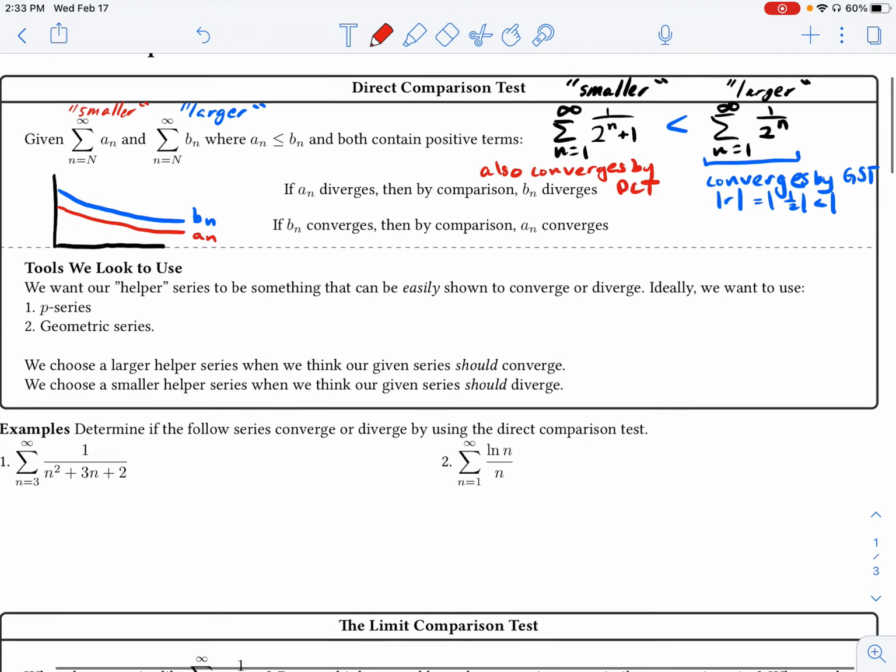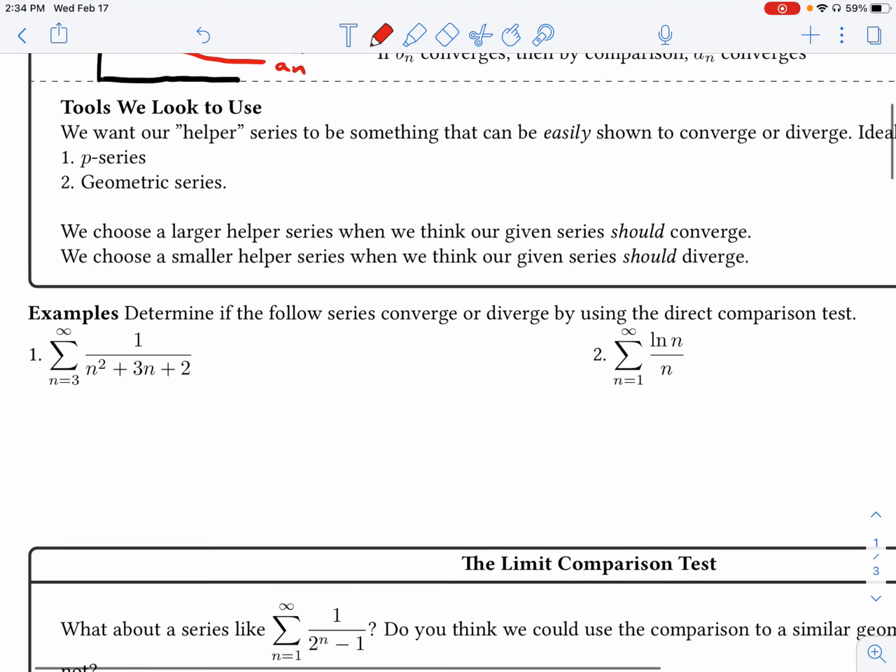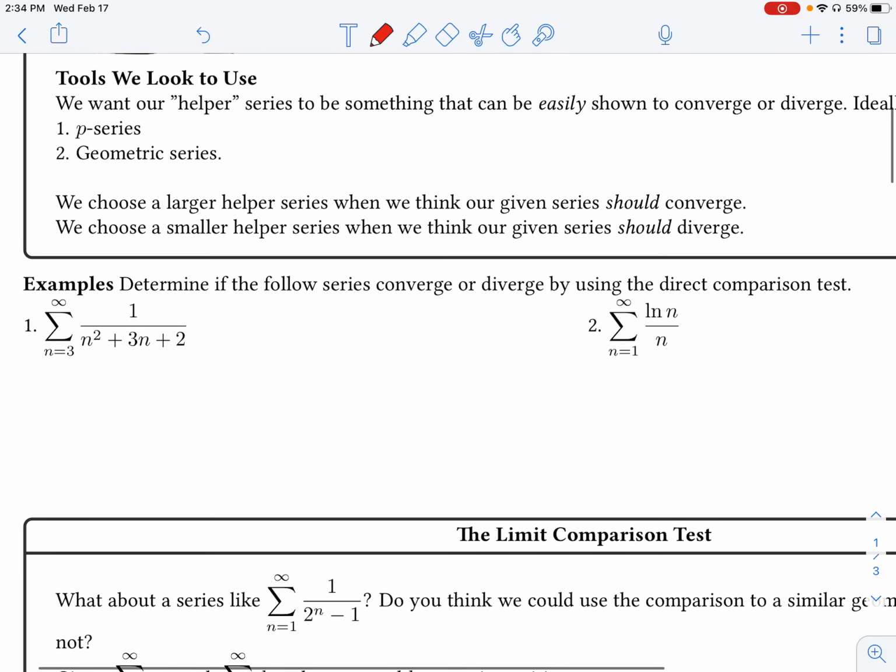So a couple of notes to help us think through this as we approach some of these problems. The first thing is, when determining a helper series, you want to first choose a helper series whose convergence or divergence you can easily determine. It doesn't make sense to come up with a really complicated helper series where you have to spend a whole lot of time trying to figure out if that series converges or not. Typically, that means we end up using a p-series or geometric series, as those are pretty quick and easy. And this part is actually pretty important when it comes to the direct comparison test.